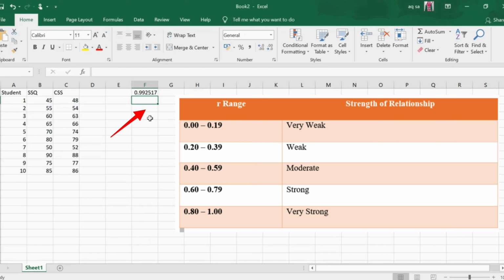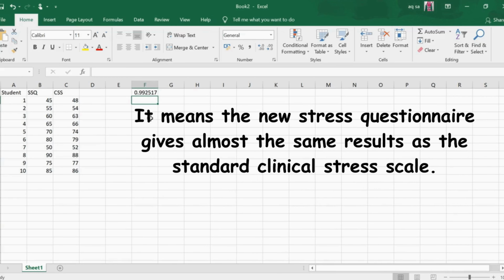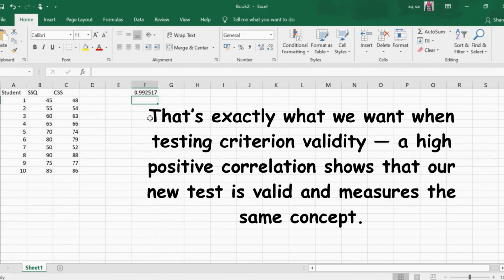So, in our case, we found R equals 0.99. That's a very strong positive correlation. It means the new stress questionnaire gives almost the same results as the standard clinical stress scale. That's exactly what we want when testing criterion validity. A high positive correlation shows that our new test is valid and measures the same concept.